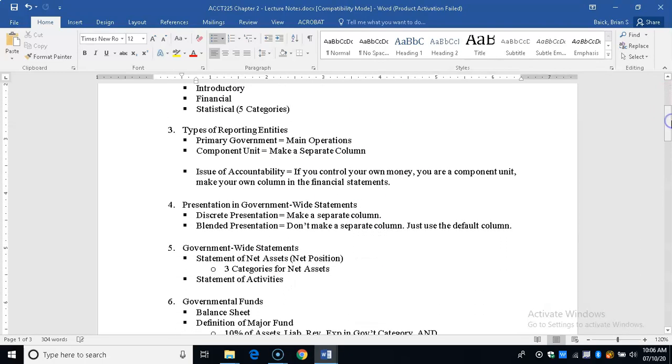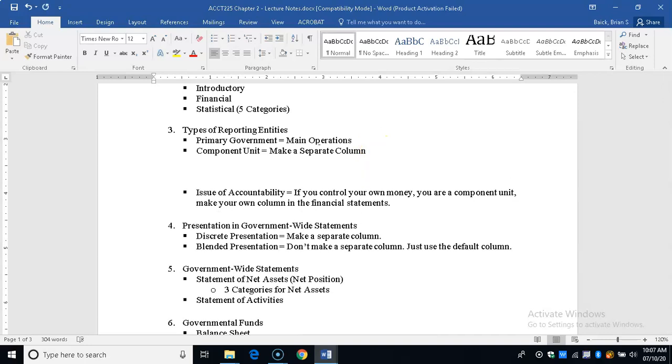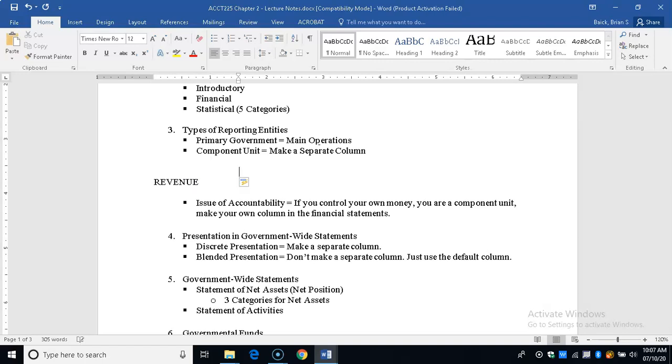Okay, so next, let's talk about reporting. Now, the question of reporting is really a question of how many columns do you need to have? Okay, so, for example, maybe I have revenue, and then I have revenue for the primary government. But let's say also that I have a community college. Maybe that should be its own column. Maybe I have a hospital. Maybe that should be its own column. And then I can put the revenue for the primary government, the community college, and the hospital.